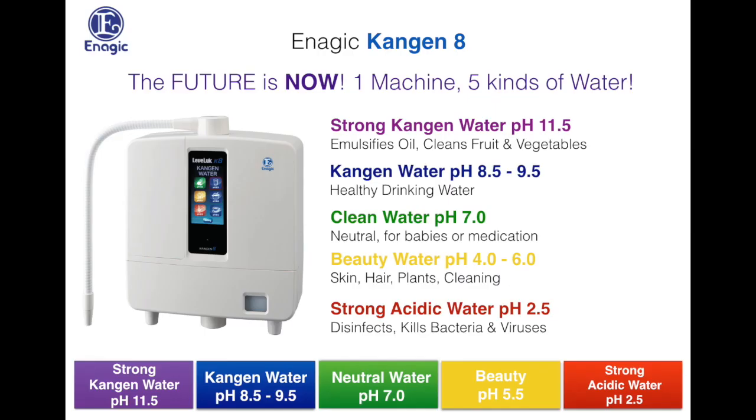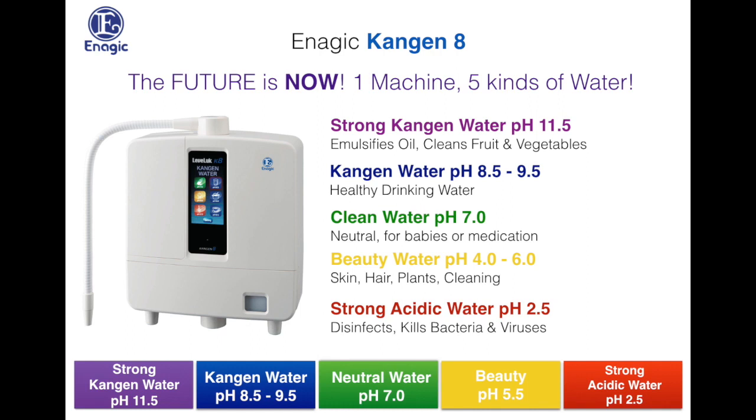Second one is Kangen water that we use for drinking, for cooking, for making tea and coffee, and you can adjust that from a pH of 8.5, 9.0, and 9.5. Thirdly is clean water at a pH of 7, which is neutral. Now this water does not go through any ionization process. It simply gets filtered and is ideal for people who are on medication or for babies for their formula milk.